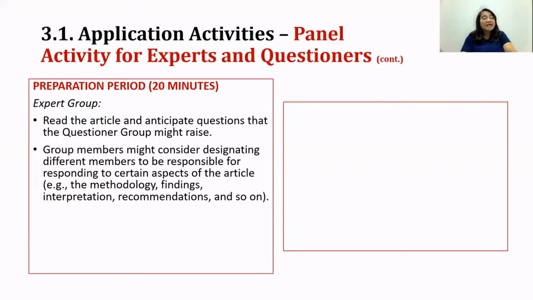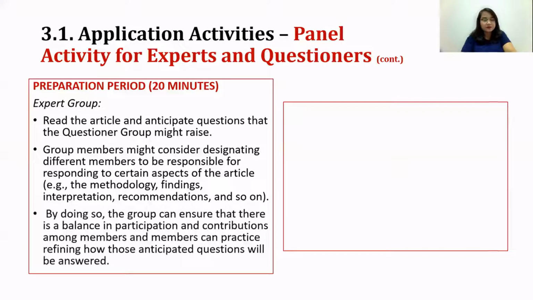But the article that I chose is not a research article. It's more of a website article, but you can still recommend this step to your students. So for the expert group, ask them to do job splitting. Which member should cover which part of the article? So each of them will be responsible for a certain part of the article, or to be expert in a certain part of the article.